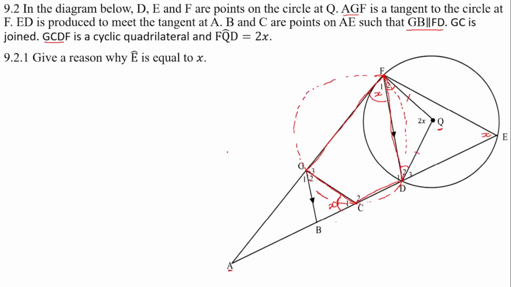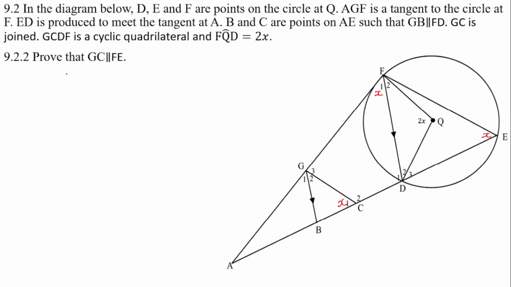With this information, let's try to answer the questions. Give a reason why angle E is equal to x. This is angle E, so we've talked about that. You're saying that angle E is equal to x since angle at the center is equal to 2 times angle at the circumference. Right, 9.2.2, we're required to prove that GC is parallel to FE.